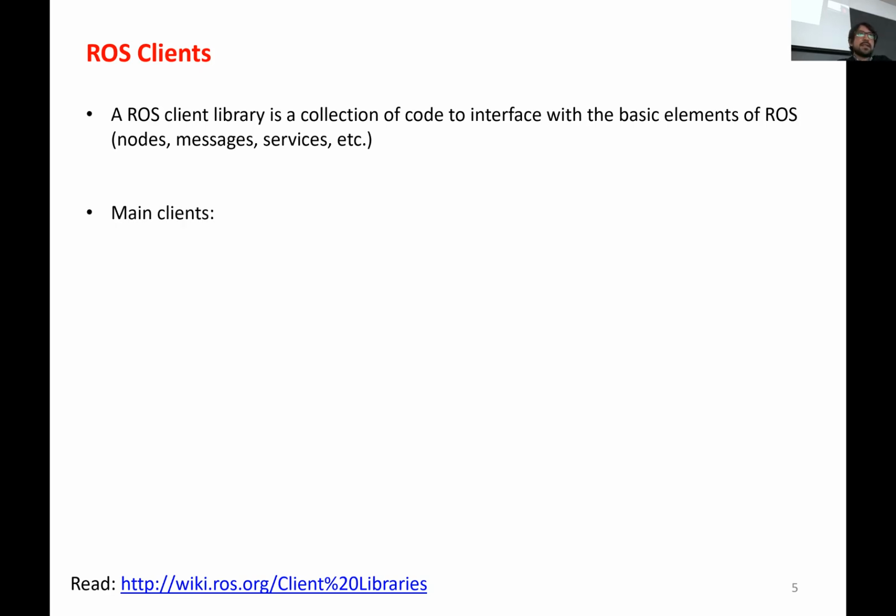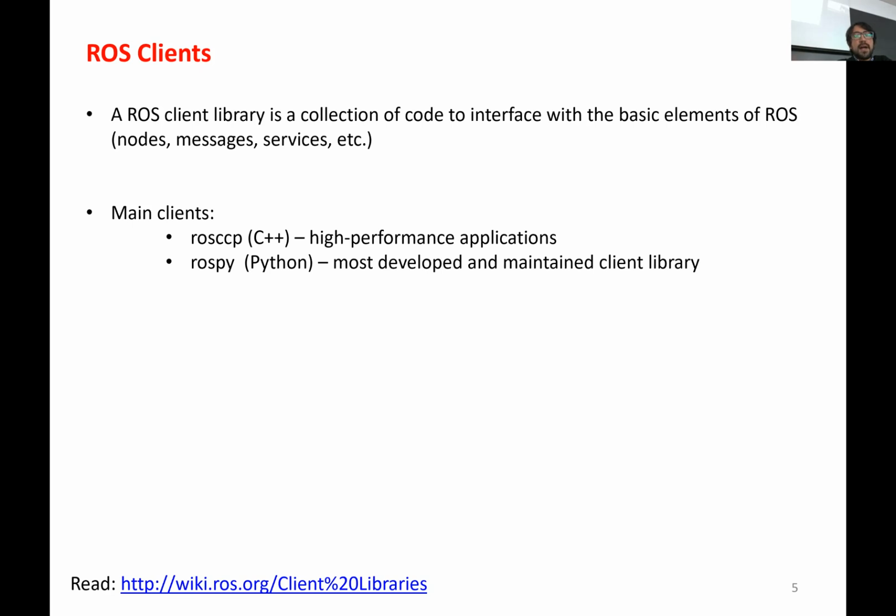And the main clients, as I've been saying all throughout the talk, there's ROS CPP, which is the C++ client node, which is mainly for high performance applications. Then there's ROS Py, which is written in Python. It's the most developed one, and it's the most maintained as well. And then there's ROS Lisp. I recently heard about this. This is one of the main clients, but I've never heard of anybody using it. I've read that it's mainly used for planning.